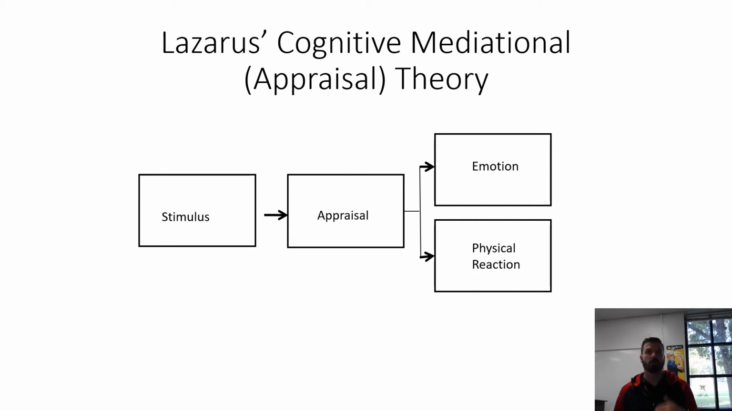So right after we see the thing, we are checking, okay, what is this doing? Like, what is going on here? And then you have, just like Cannon-Bard, your emotion and your physical reaction happening at the same time. So there's Lazarus's cognitive mediational theory.